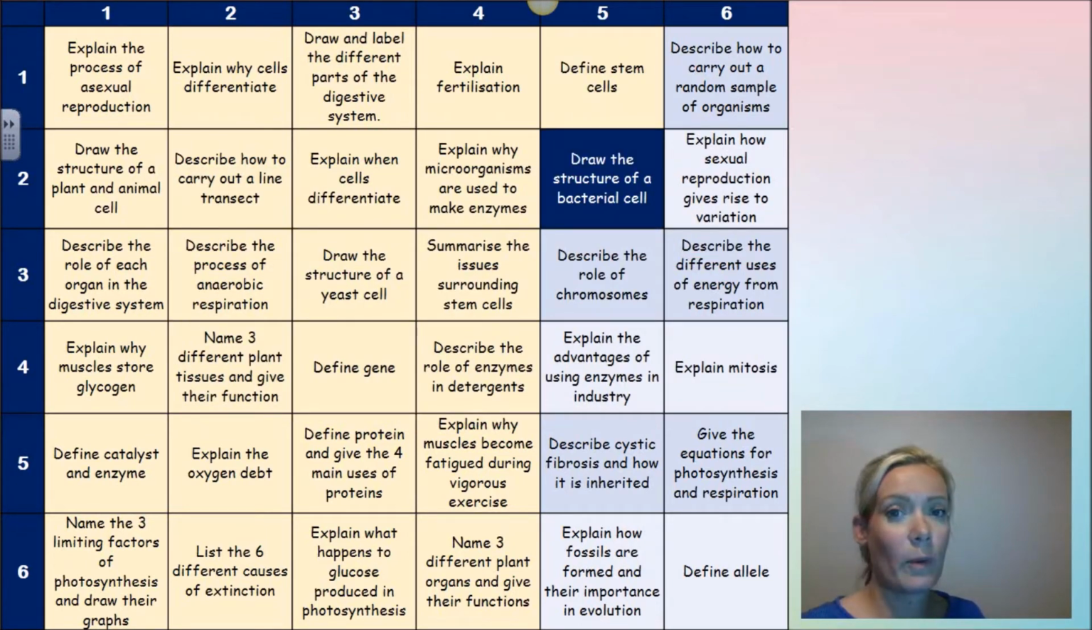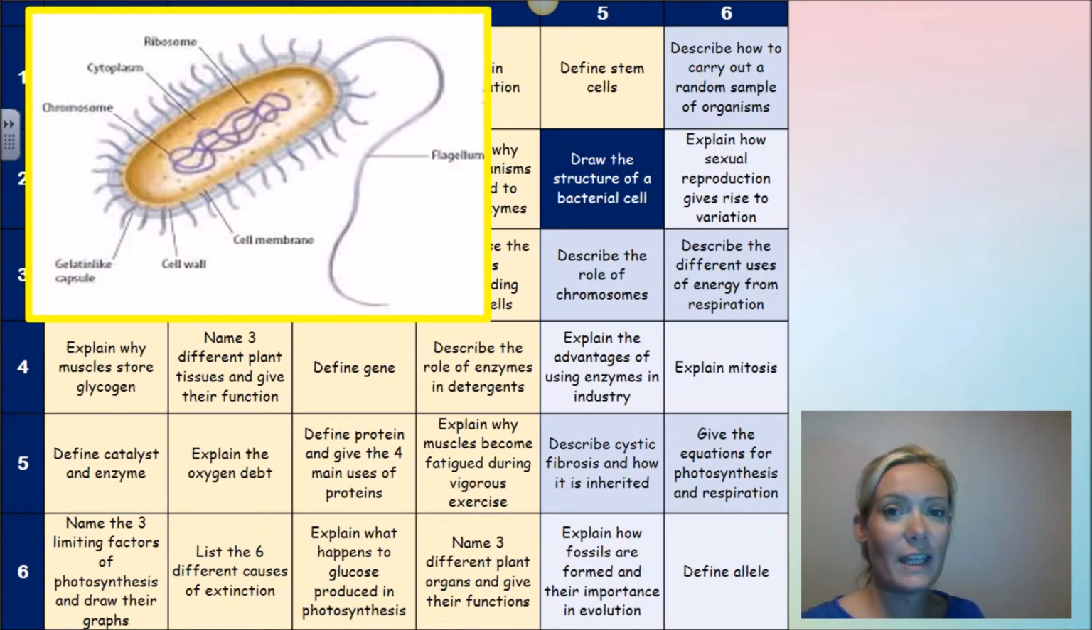Okay, draw the structure of a bacterial cell. So key thing here to remember is that it has no nucleus. You get that big squiggly area, and that's just all the DNA loose inside the bacterial cell. So there's no nucleus in a bacterial cell. You've still got cytoplasm, you've got ribosomes, you've got a cell wall, cell membrane in the bacterial cell.